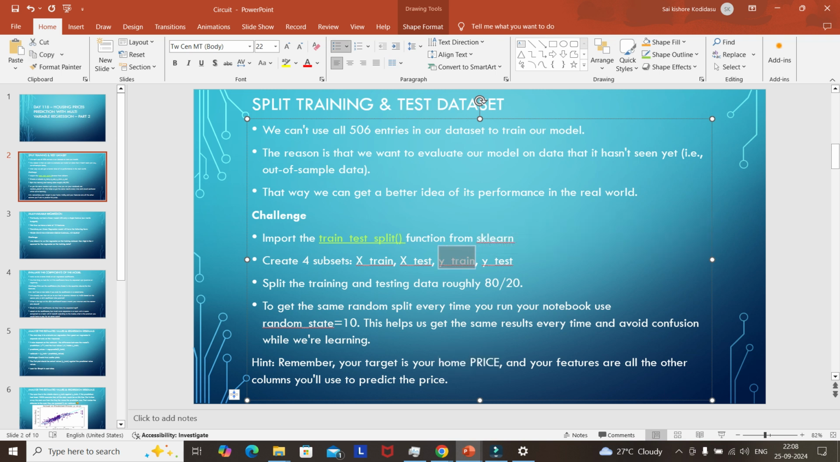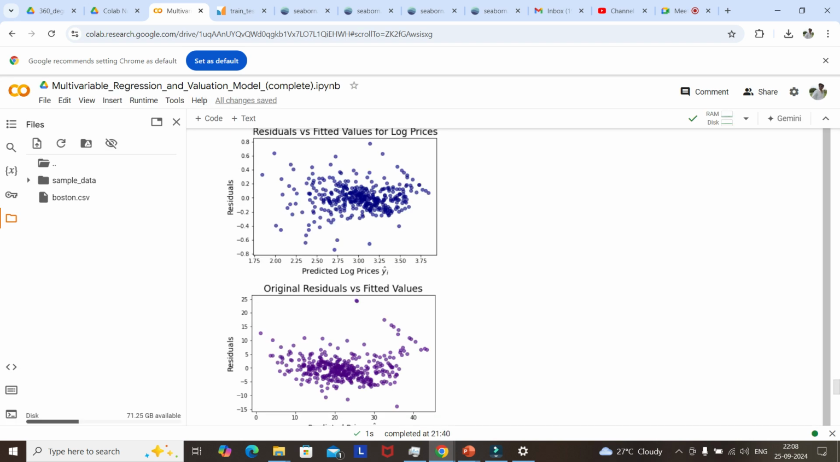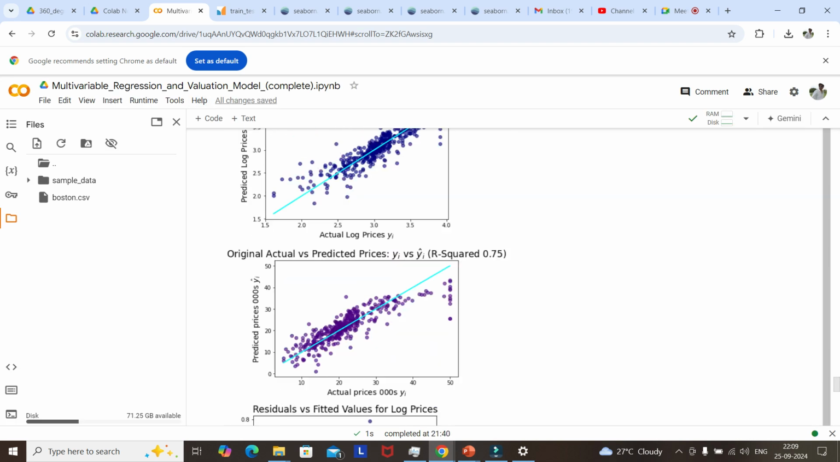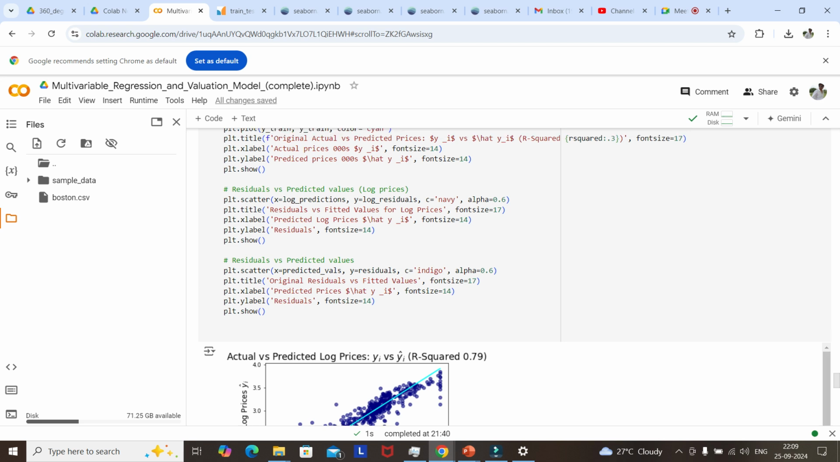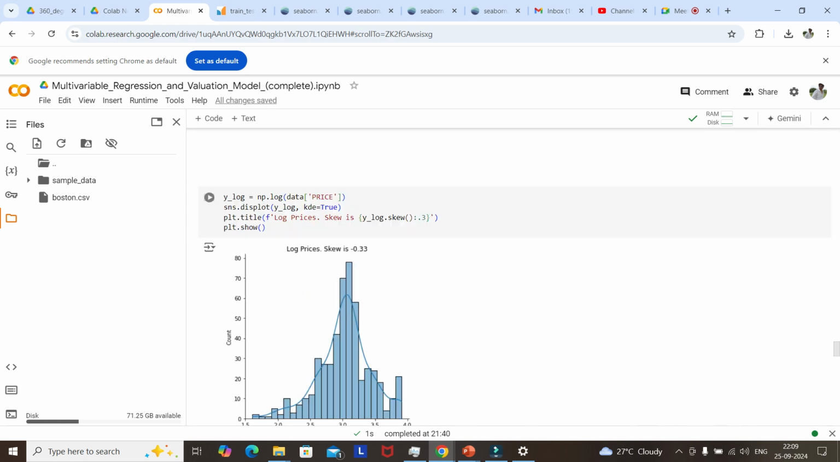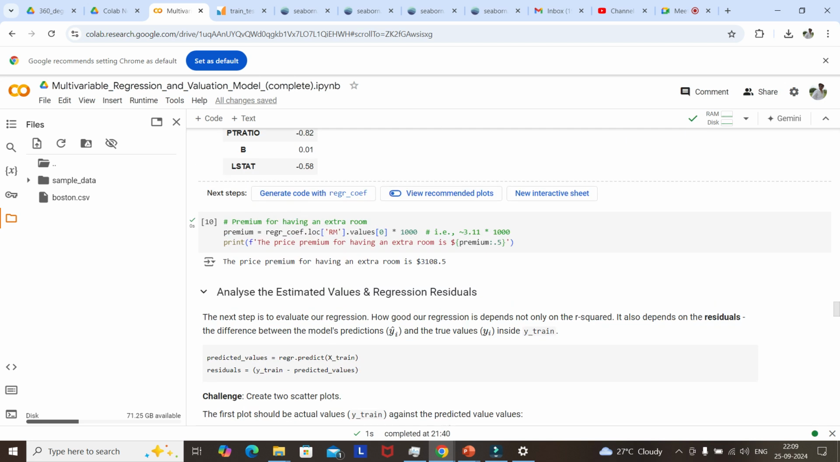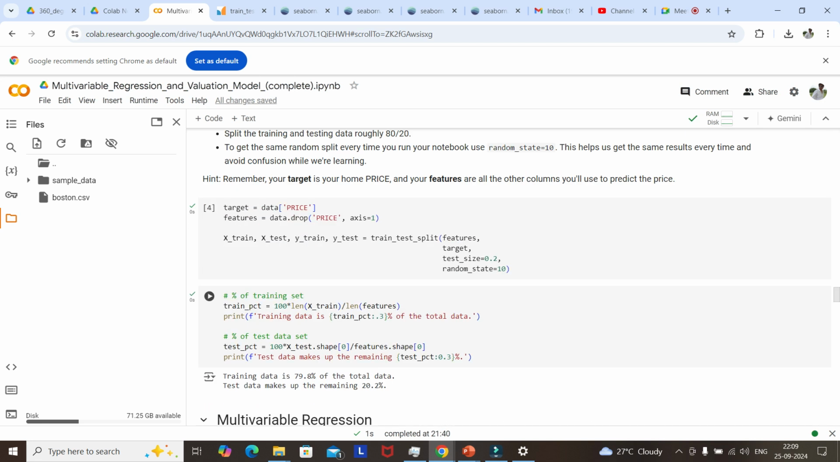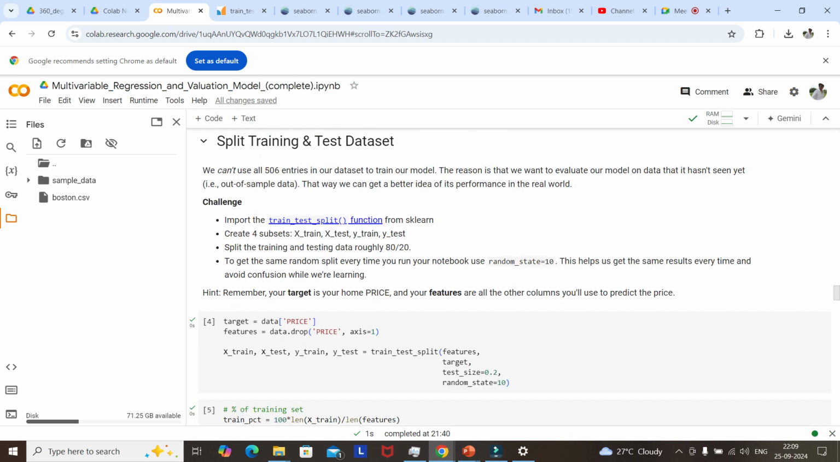And X train is the remaining, all the other factors that are available. So yeah, the same thing that I explained.